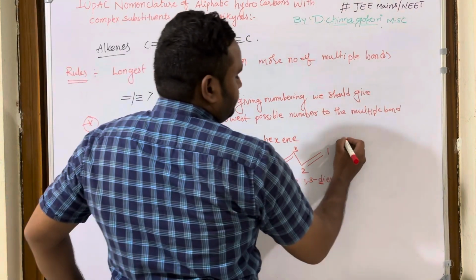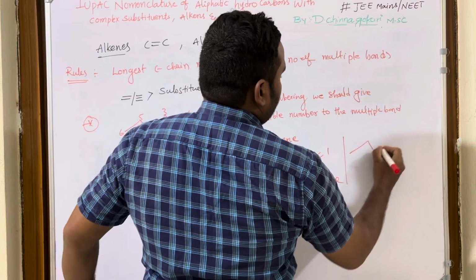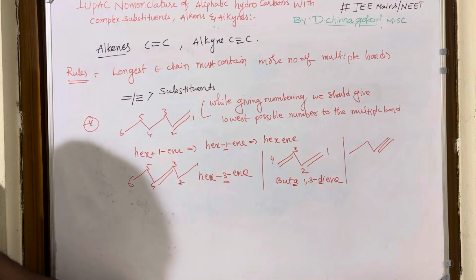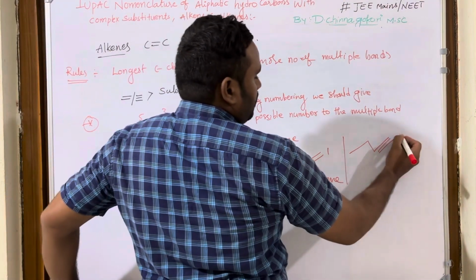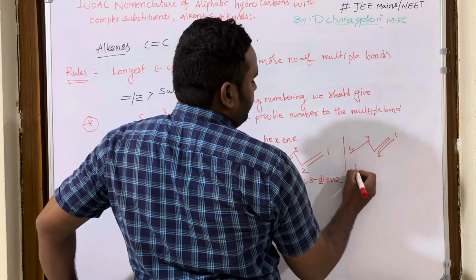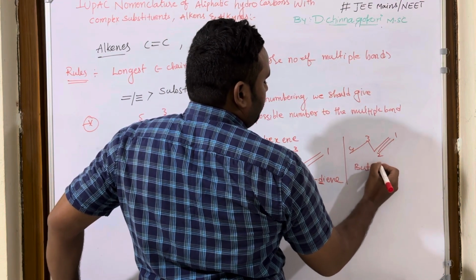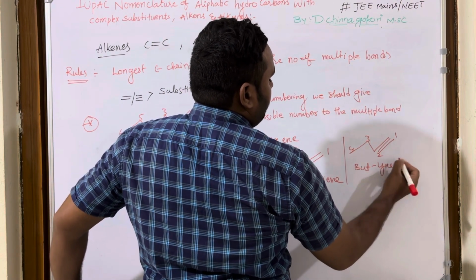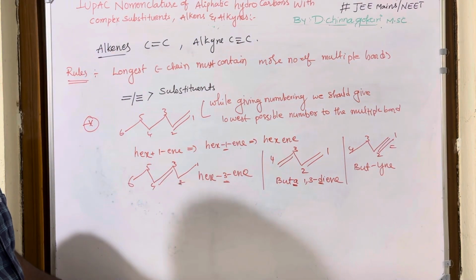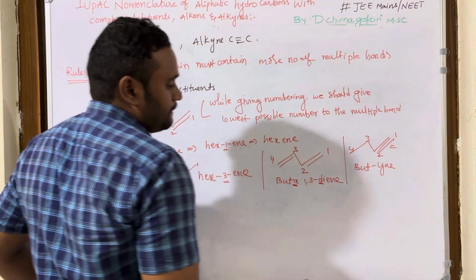Next, what is the name of this compound? Okay, so numbering 1 2 3 4. So but 1 yne. So yne represents what? A triple bond. Yne is a triple bond.